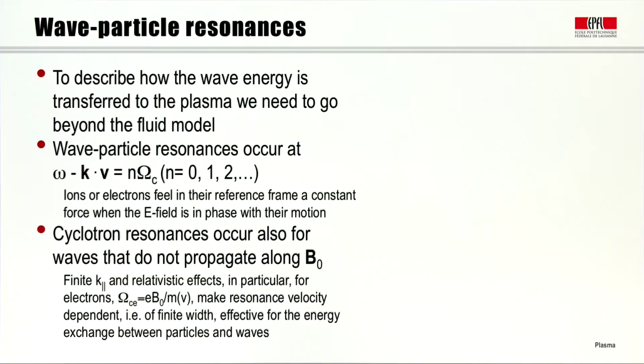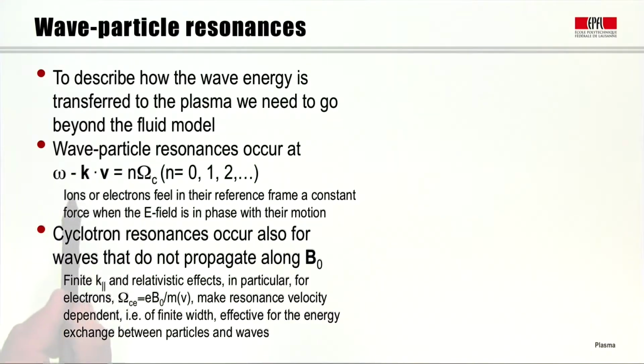But to describe how the wave energy is actually transferred to the plasma, we need to go beyond the fluid model. In principle, we need to treat the plasma kinetically so that we don't forget that there are different velocities corresponding to different ions or electrons in the two main species that we have in the plasma. In this frame, we can have a resonance between the wave and the particle. So in this case, it is a resonance that corresponds to a situation in which the particle feels in its reference frame an essentially constant force because the electric field is in phase with its motion.